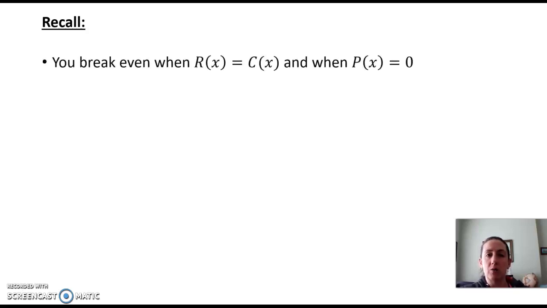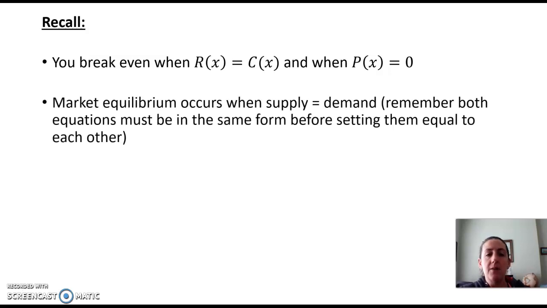You break even when your revenue is equal to your cost, and also when your profit is equal to zero. Your market equilibrium occurs when your supply is equal to demand. Just remember, when you're trying to set two equations equal to each other, they have to be in the same form, like P equals and P equals, or Q squared equals and Q squared equals. So they have to be in the same form before you can set them equal to each other.